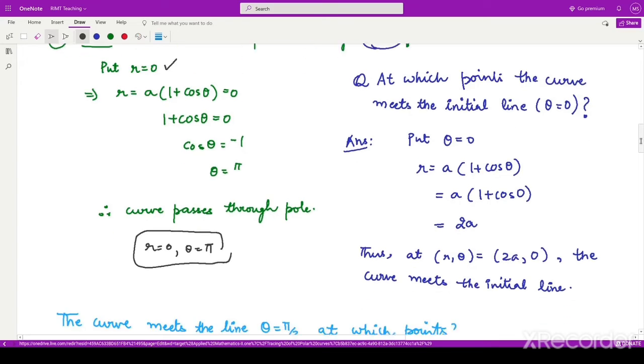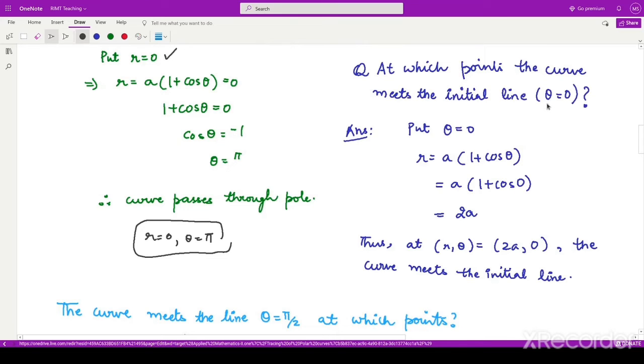Next we will check at which points the curve meets the initial line, theta is equal to 0. When you put theta is equal to 0 into the given equation r is equal to a(1 plus cos theta), cos 0 is 1, so it would be 2a. So whenever theta is 0, you have the value of r as 2a. That means the curve meets the initial line at this particular point (2a, 0).